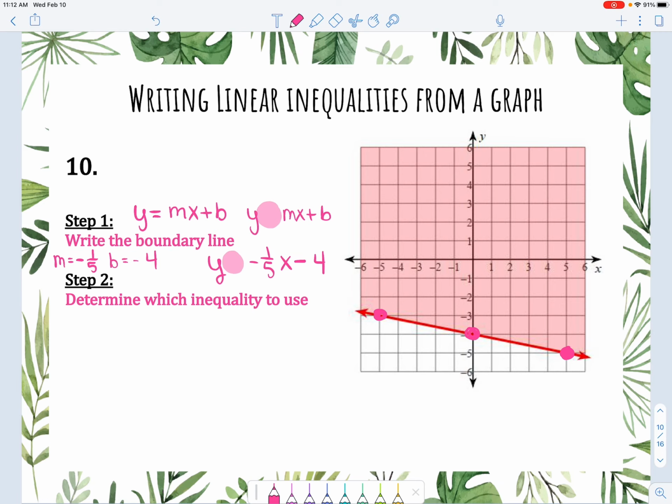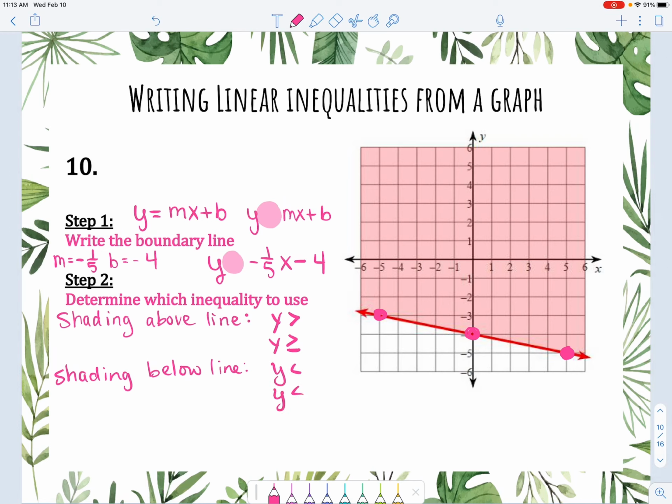Now I need to determine what type of inequality symbol to use. The easiest way to do this is if your shading is above the line, you're going to use one of these symbols: y is greater than, or y is greater than or equal to. If your shading is below the line, you're going to use y is less than, or y is less than or equal to.